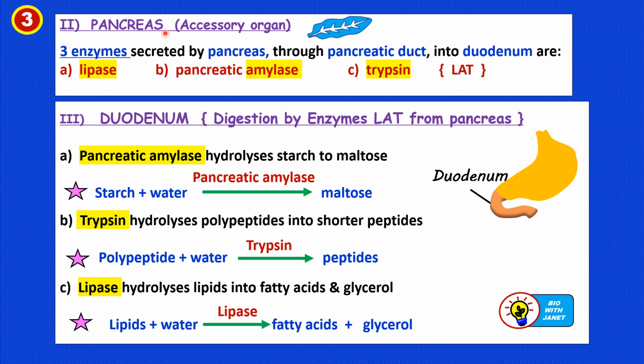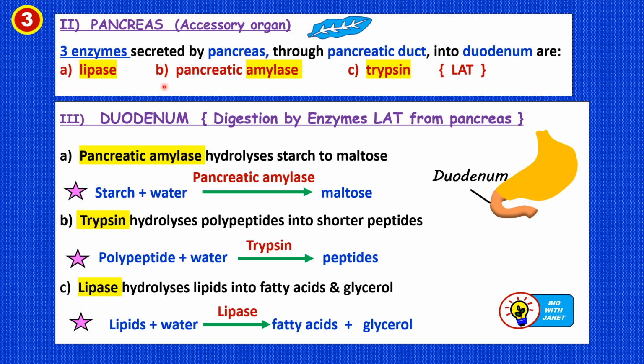Now the second accessory organ other than the liver that helps the duodenum to carry out the process of digestion is the pancreas. So the pancreas is a leaf-shaped organ that's connected to the duodenum, and it secretes 3 enzymes through the pancreatic duct into the duodenum. So these enzymes are very important. They are lipase, pancreatic amylase, and trypsin. Think of L for lipase, A for amylase, and T for trypsin. LAT. Okay, it's like a name of a person.